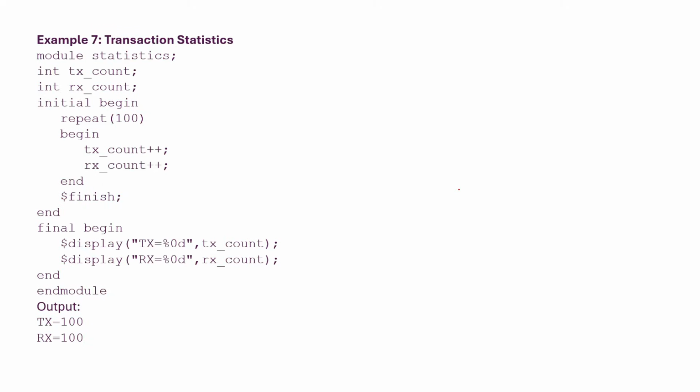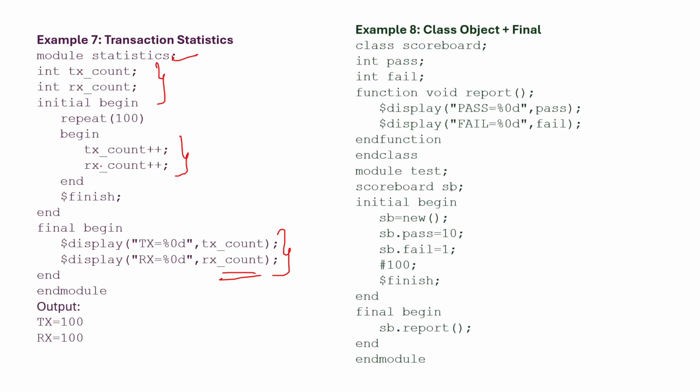Some transaction statistics: how many are transmitted, how many are received, in that how many are passing, how many are failing. All these things I want to write in my module statistics, with an int transmission count, repeating that for the transmission count and receiving count. Then in the final block I am writing the reports. If you repeat 100 times, then 100 tests are received here. If you repeat 1000 times, these counts will increase 1000 times.